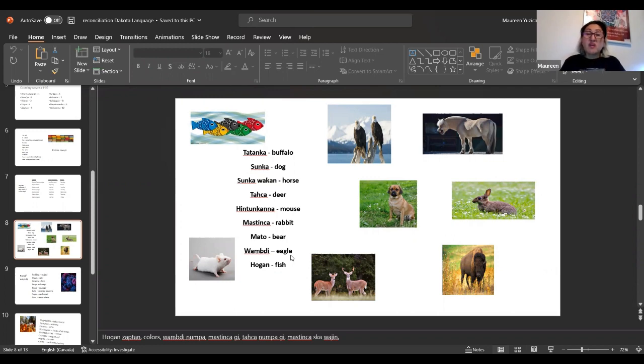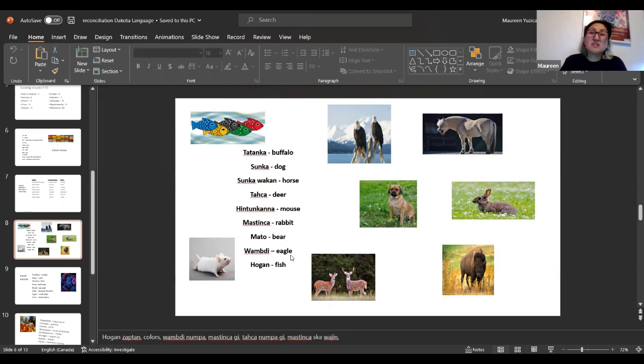Okay. And mouse is hitunkana. I'll say it in syllables. Hi, tunkana. Okay, so there's lots of aspirations, guttural sounds, and nasalized sounds in there. One of the ends is nasalized. Hitunkana.